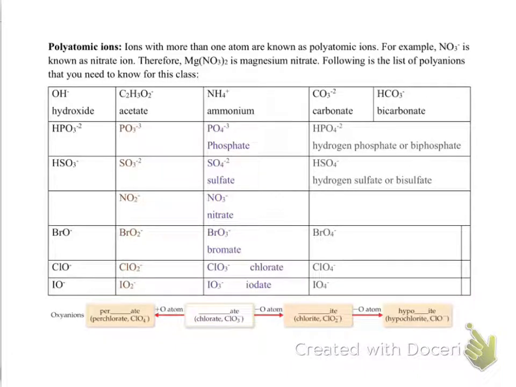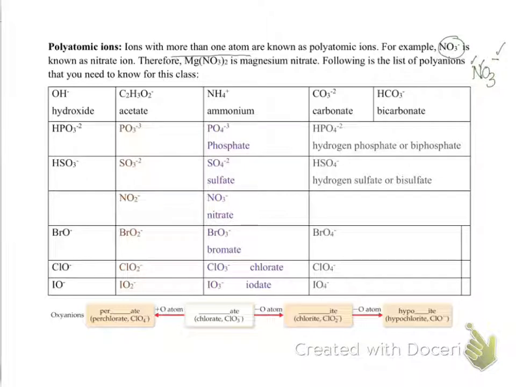The next topic is the polyatomic ions. These are the ions that have more than one atom. For example, if you look at this NO3 with one negative charge, this is known as a polyatomic ion. Polyatomic means more than one type of atom. It has nitrogen, it has oxygen, and it is an ion because it has a negative charge.